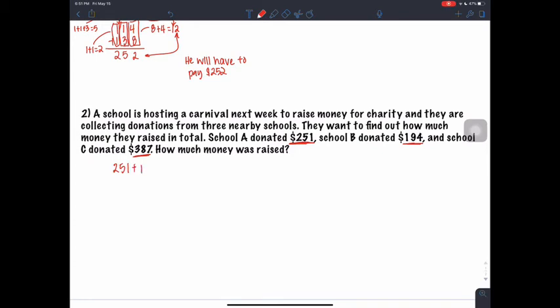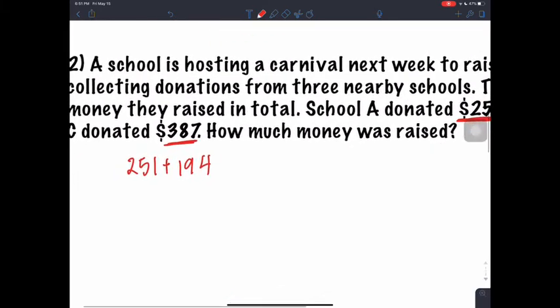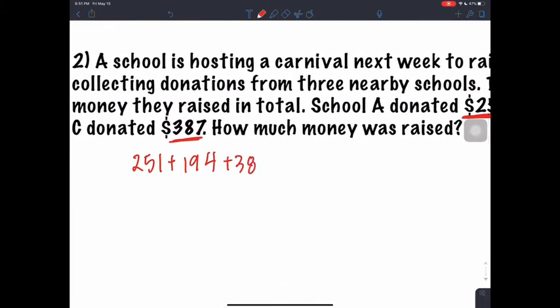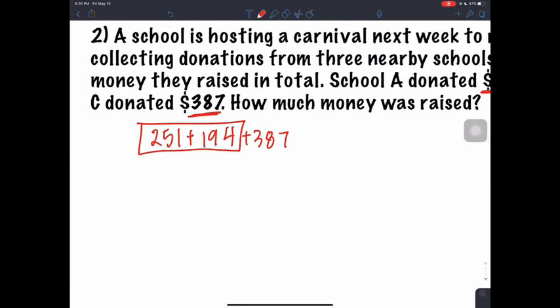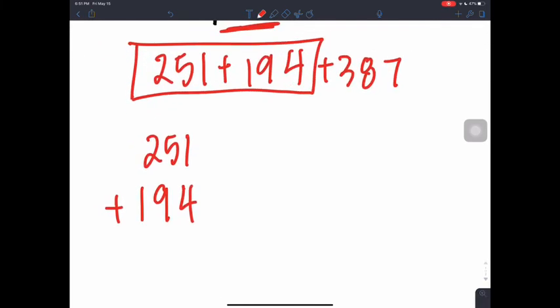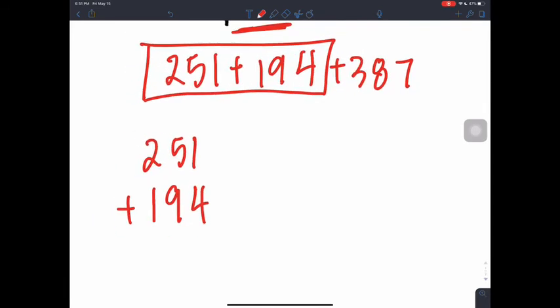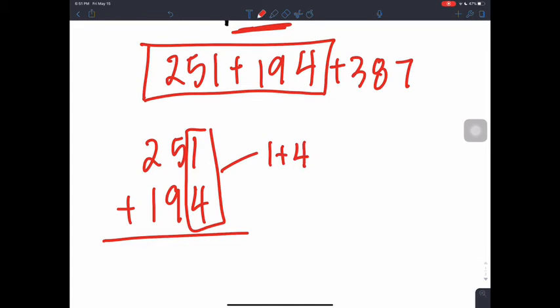So we have 251 plus 194 plus 387. So we're just starting off with these two numbers first because we're going from left to right. So we have 251 plus 194. Okay. So in this first column, we have 1 plus 4, which gives us 5. So the 5 goes under here.